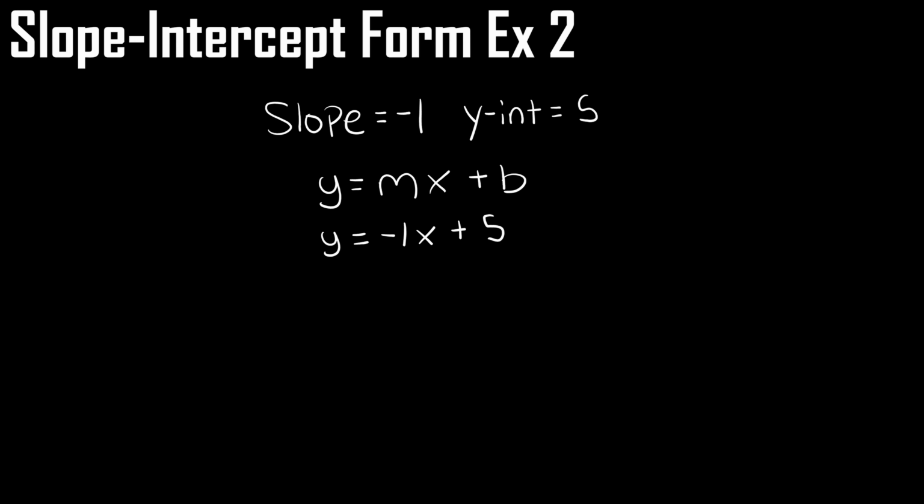So now if we wanted to graph this line, we know we're going to start at our y-intercept of (0, 5), and then we're going to follow the rise over run, which will be negative 1 over 1. So we're going to move down 1 and right 1, and that'll be our second point.